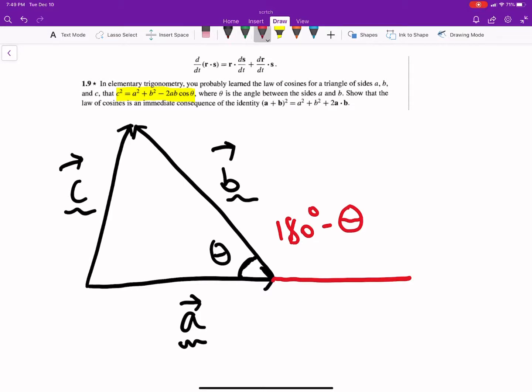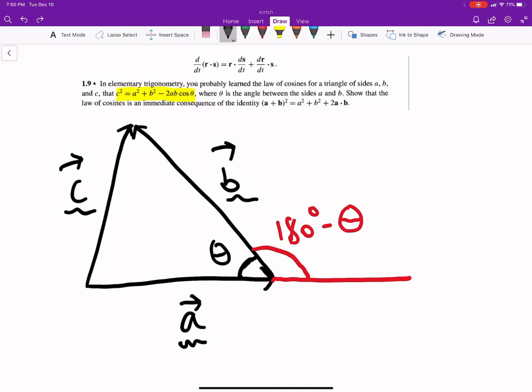And then over here, just so we're okay with that, this red angle is 180 degrees minus theta, because 180 will get you the whole side, but then you're taking away this part when you subtract theta. Okay, cool. So hopefully that diagram makes sense, at least for right now.